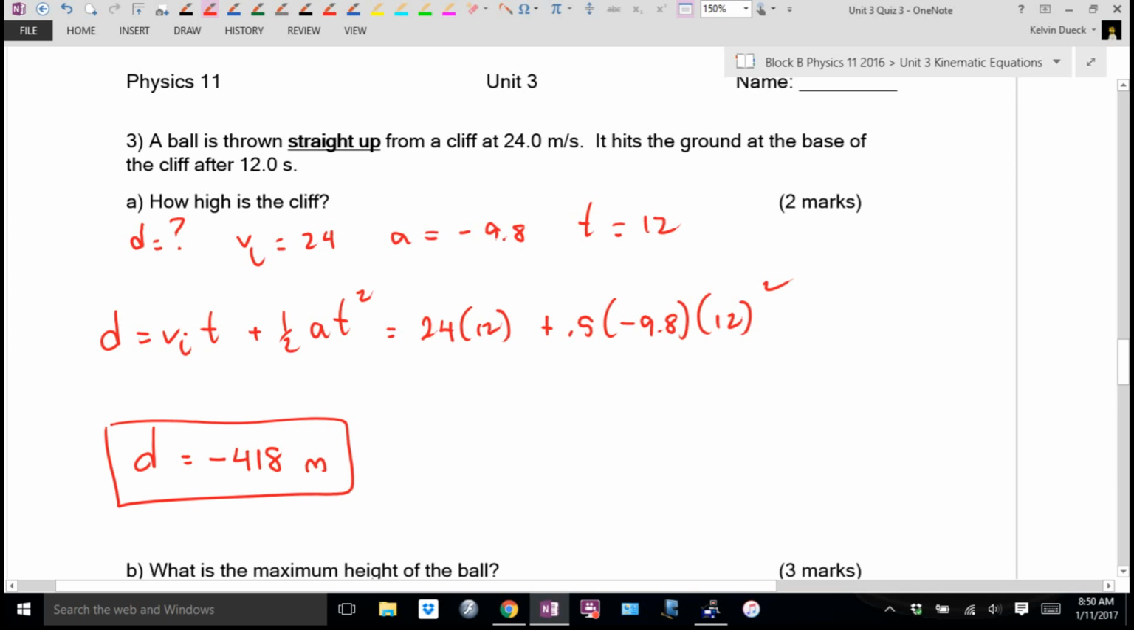Again, if you made that positive in your final answer, because height's technically a scalar, I'm also good with that. In fact, I'd almost prefer that. Anyways, 1 mark, half mark, half mark.